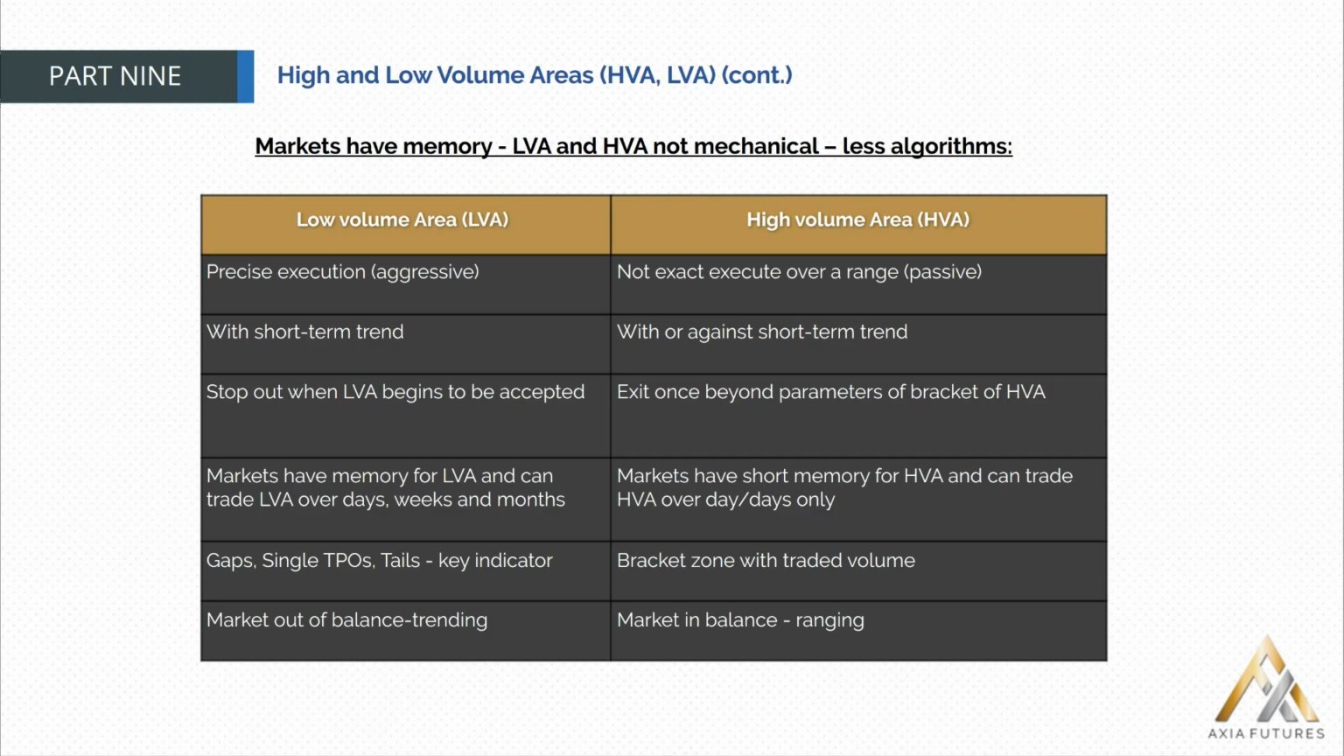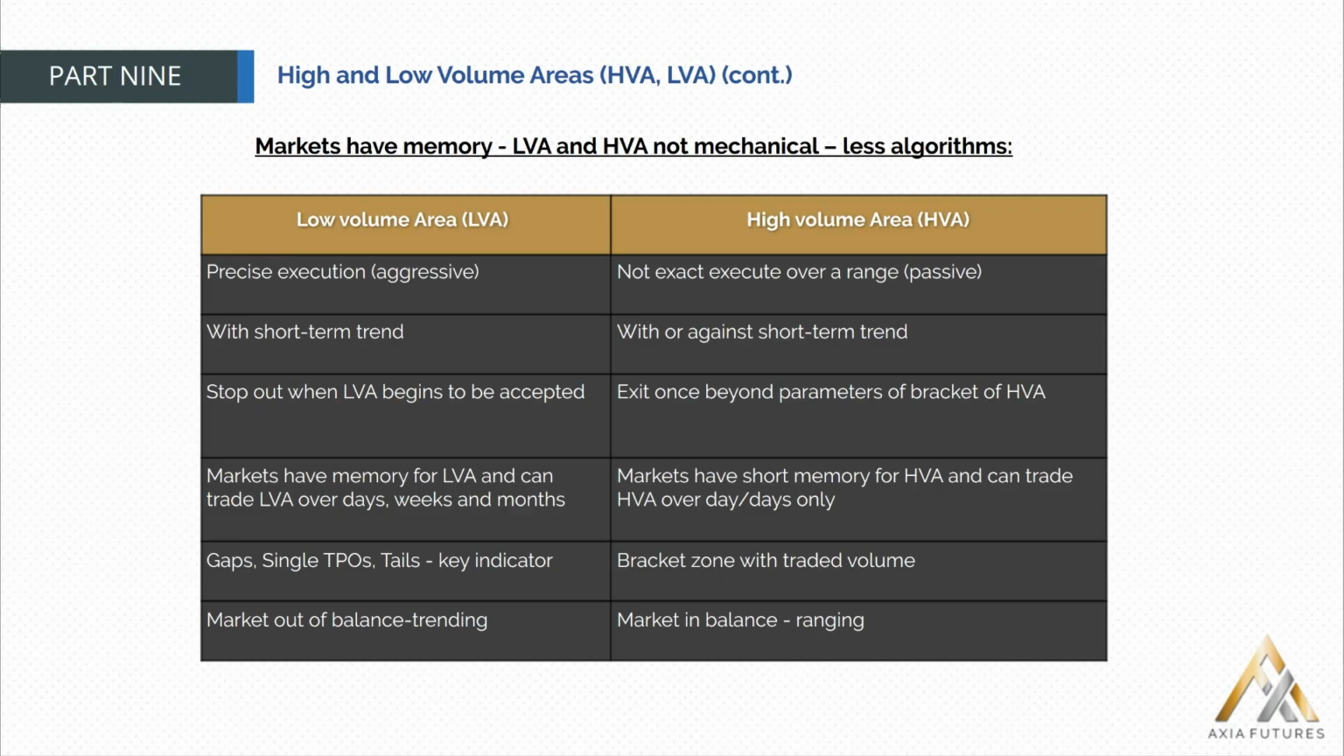With regards to stopping out, we stop out very easily with a low volume area once the single prints begin to be traded, or once the initiative shows clear signs that it is disappearing. And in terms of high volume areas, we exit once beyond the parameters of the brackets of the high volume area. So again, note, the risk is far different in the low volume area as opposed to the high volume area.